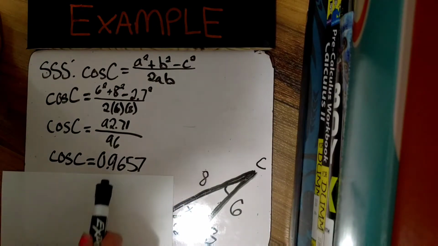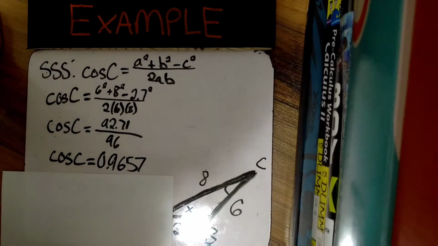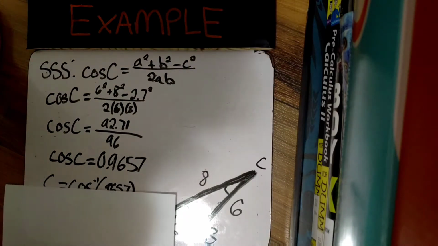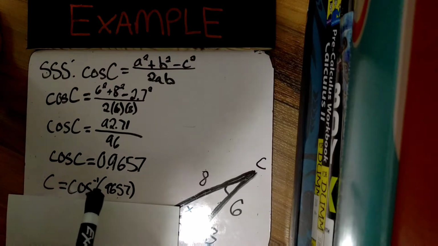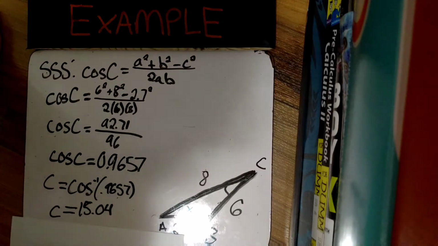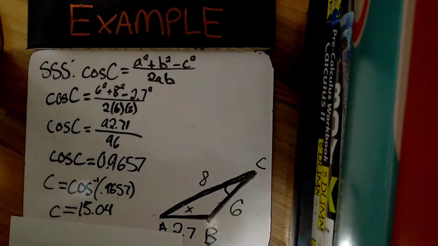When we divide that out, we get 0.9657. And then we have to undo the cosine, so we do C equals inverse cosine of 0.9657. And we get that C equals 15.04.